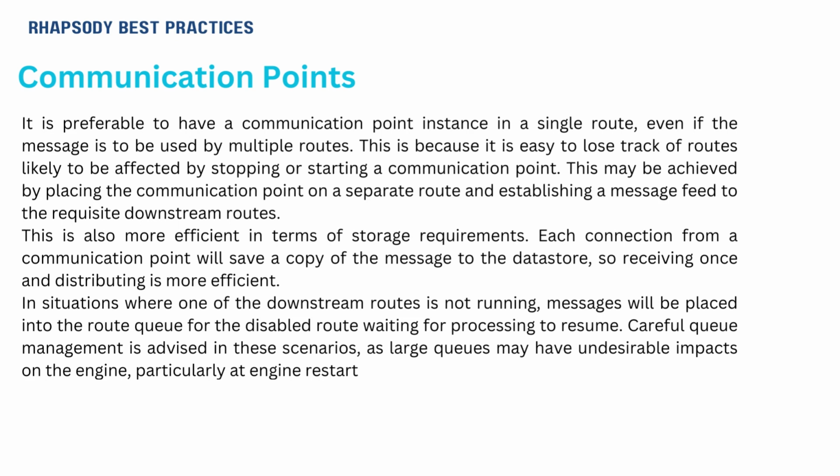Each connection from a communication point will save a copy of the message to the data store, so receiving once and distributing is more efficient. In situations where one of the downstream routes is not running, messages will be placed into the route queue for the disabled route waiting for processing to resume. Careful queue management is advised in these scenarios, as large queues may have undesirable impacts on the engine, particularly at engine restart.